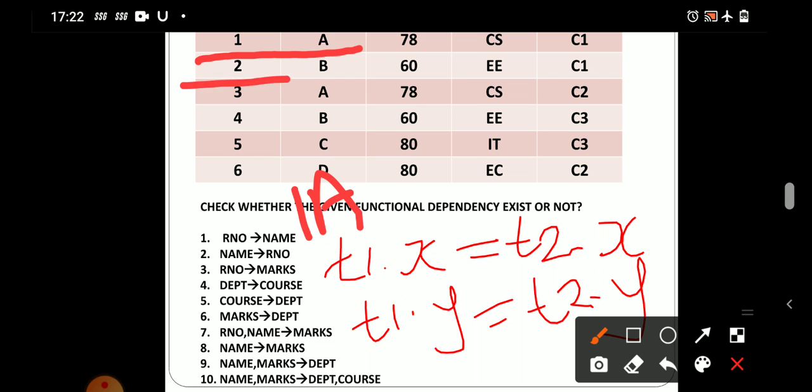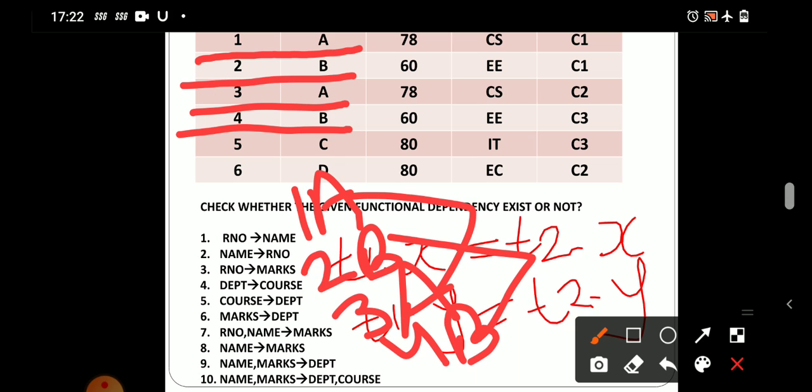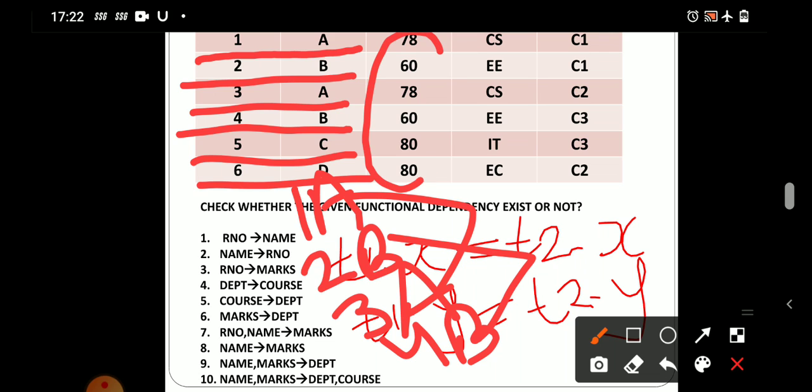Now you can say 2B. It is different from 1A. Now 3A, again different. See, 1A and 3A, no problem. Now 4B, again 2B and 4B are different. 5C, 6D. So all the attributes have different values, which means combined they have different values. If these values are unique, then there is no need to check these values, right?